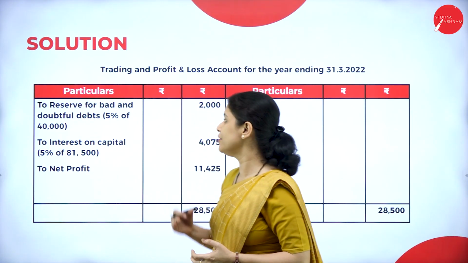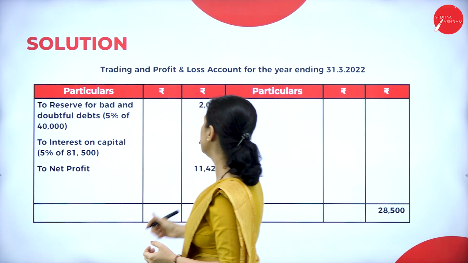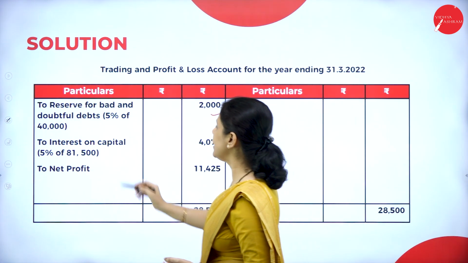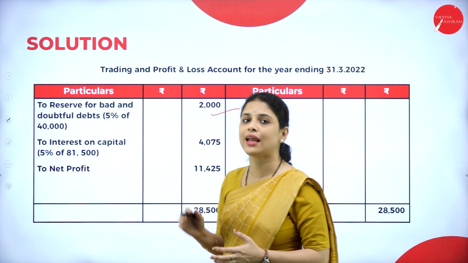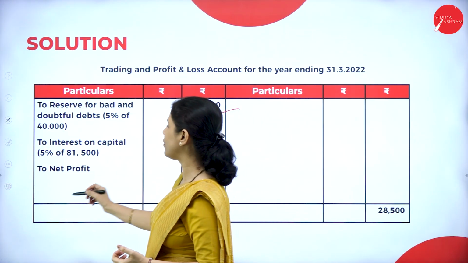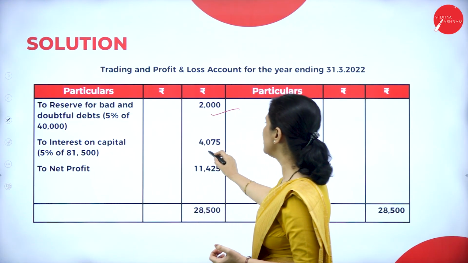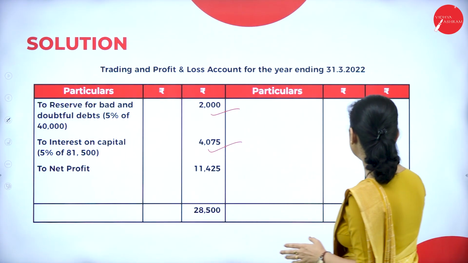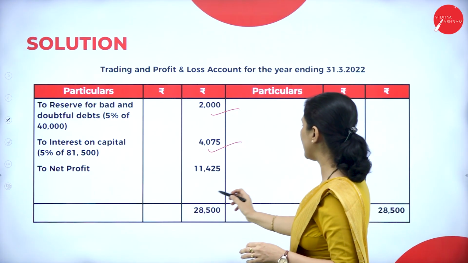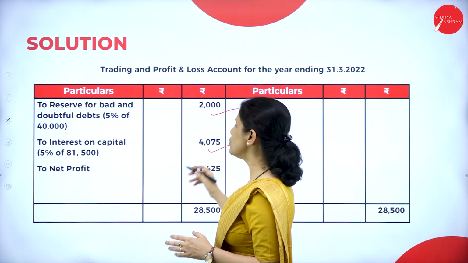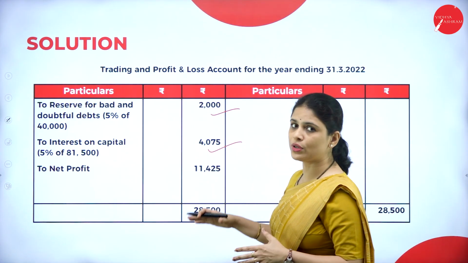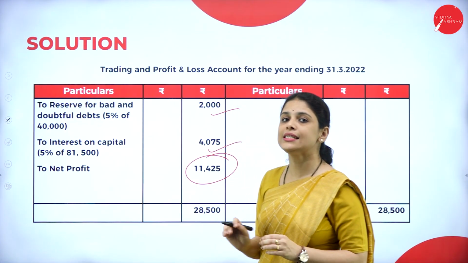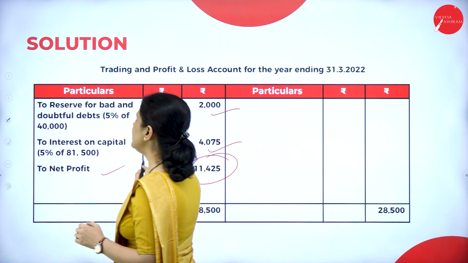So it is 5% on 40,000, that is 5% on debtors, that will be 2,000, and interest on capital. So how much is the capital? Capital is 81,500. 5% of that is 4,075. Now what we have to do? We have to total both the sides. It will come 28,500. So when we deduct the debit side total from the credit side total, we will get 11,425. This 11,425 is the net profit.